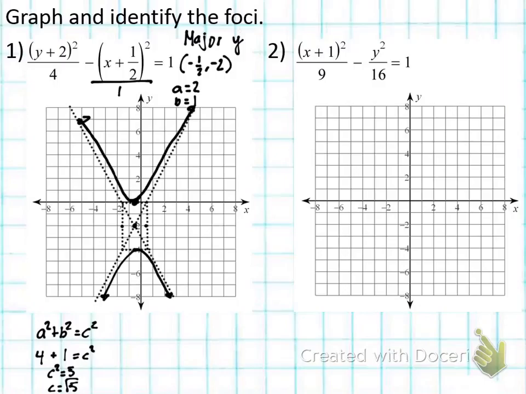So we're going to go a little bit past. We're going to go right here. And then down 2 point something.